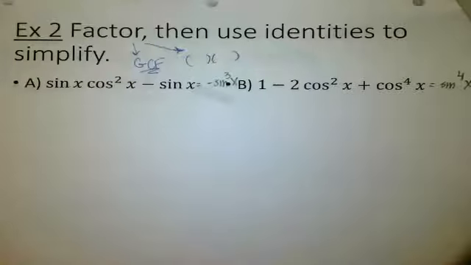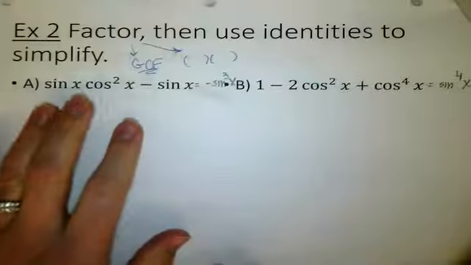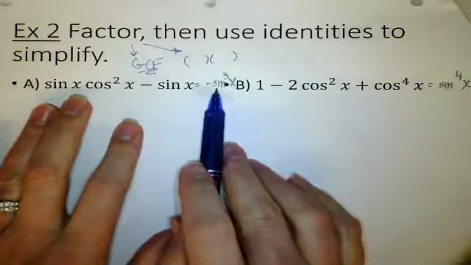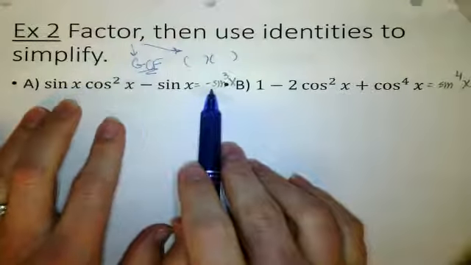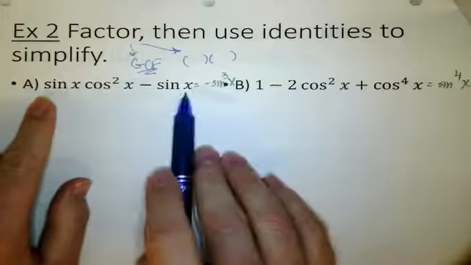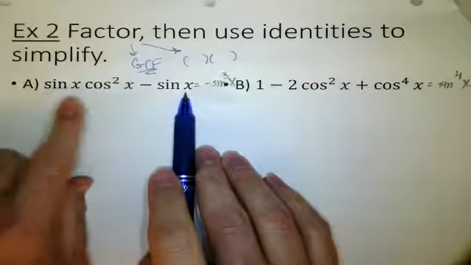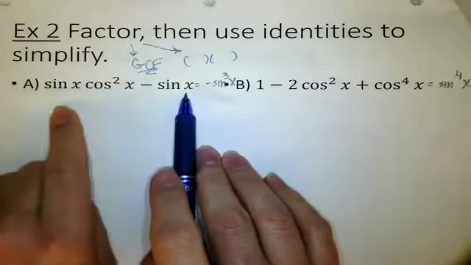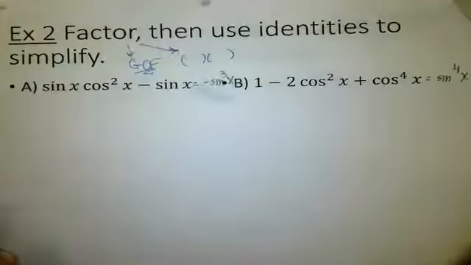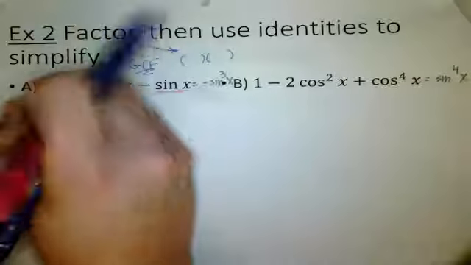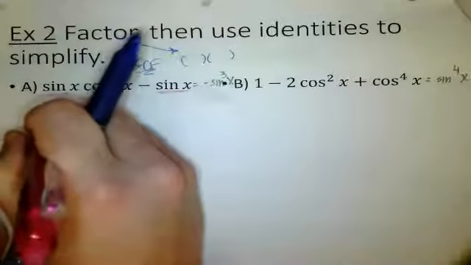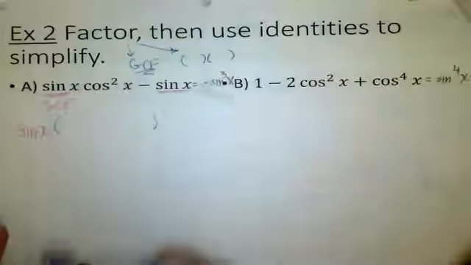So again, this is our goal, negative sine cubed of x, and I'm going to just work on this more complicated side, the left-hand side here. When I look at sine of x times cosine squared of x minus sine of x, I see two terms, and they have something in common. What do they have in common? A sine of x. Yeah, there is a greatest common factor here that we can take out. So I am going to undistribute the sine of x.